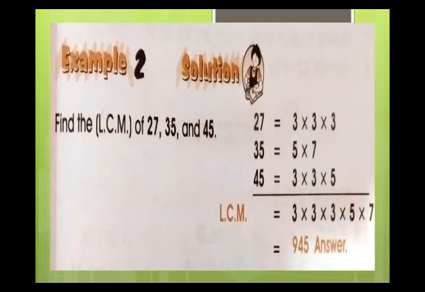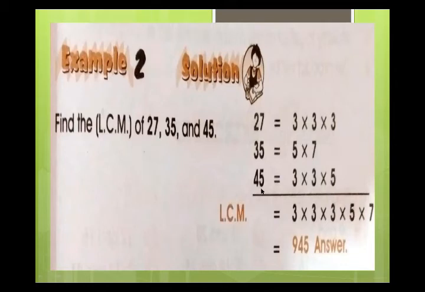Then you list out the prime factors of 35. The prime factors of 35 are 5 into 7. Both 5 and 7 are prime numbers. Then you list out the prime factors of 45. Here you see 3 into 3 into 5. All these three numbers are the prime factors of 45.